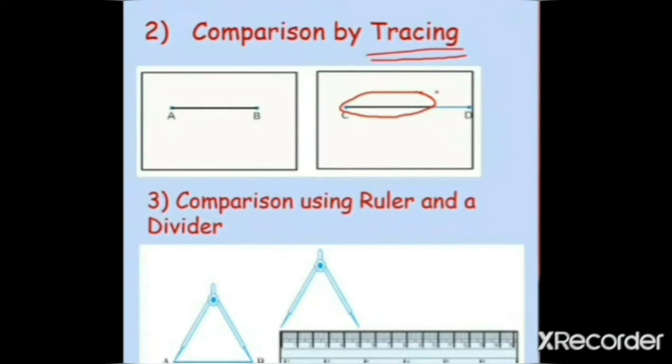Next is comparison by tracing. Here two line segments are given, line segment AB and CD. What you can do is trace line segment AB on line segment CD. Easily you will be able to understand that line segment AB is smaller than line segment CD. Third way to compare line segment is comparison using ruler and a divider.